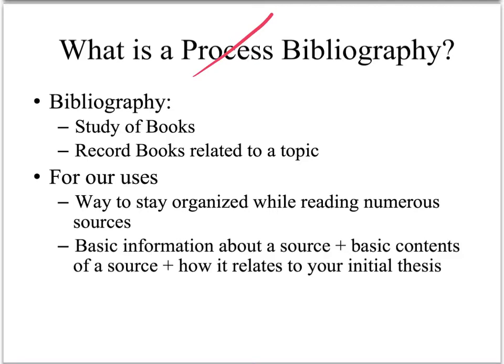You're not necessarily going to share this with the reader of your research paper, but you need it, as someone going through an academic exercise, to keep yourself organized and keep track of all the various things you're reading. In short, a process bibliography is the basic information about a source, so that if somebody else wanted to look it up, or if you need to go find that source again, you can. It also records the basic contents of that source that relate to your thesis, and then an actual statement, a note to yourself about how it relates to your initial thesis.